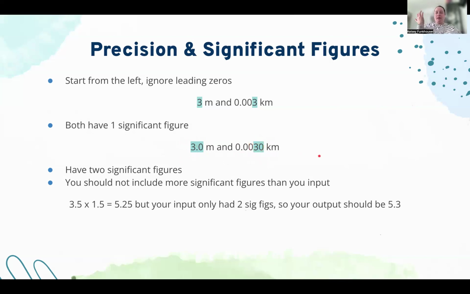So the other thing to know about significant figures is you should not include more significant figures than you input. So we have an example here of 3.5 times 1.5. Each of these have 2 significant figures. If you put this in your calculator, you would get 5.25, but that's 3 significant figures. We do not have that precision in what we input, so our output should be rounded to 5.3 so that we're not making up precision that we don't have.